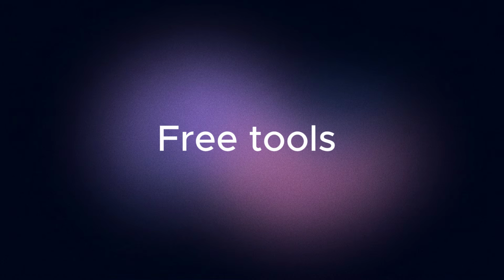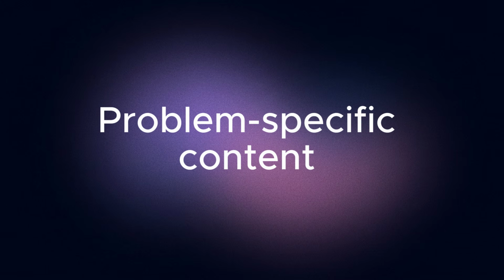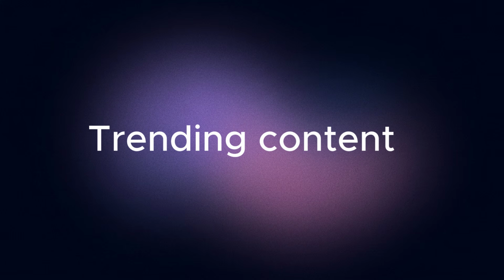The first is free tools. Build something small, useful on its own, a calculator, a generator, an analyzer. People use it, trust you, find your main product, and sign up on autopilot. The second is problem-specific content. Don't write just about your product. Write about the problem it solves. Go deep. Become the definitive resource. People find you through search, trust you, and convert. The third one is trending content. Most people write about what was relevant 6 months ago. If you get there first, you're guaranteed to have more traction and more users.